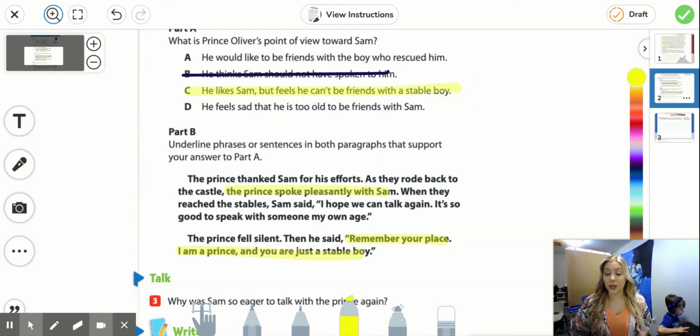So the answer is C. That one's kind of a tough one. I would think B too, except for when it says that they spoke pleasantly.